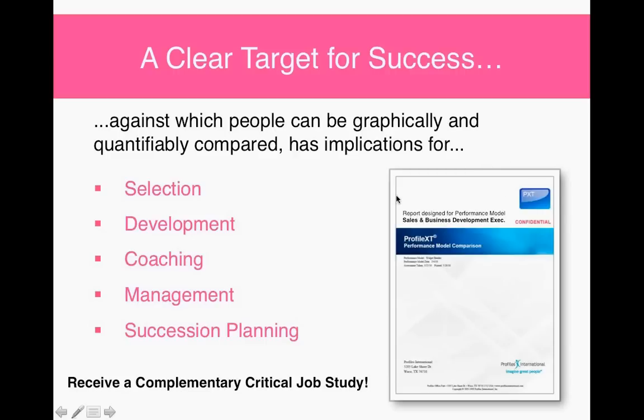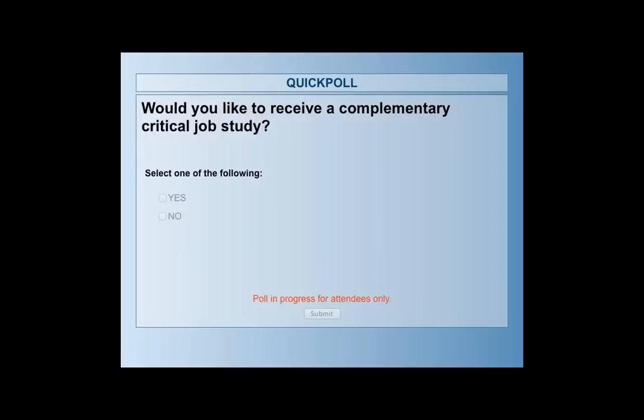In this survey or study, we will be able to graphically and quantifiably compare your top and bottom performers in your organization. This has tremendous implications when it comes to selection, development, management, and succession planning, and will make your life a lot easier when it comes to your annual strategic workforce planning.